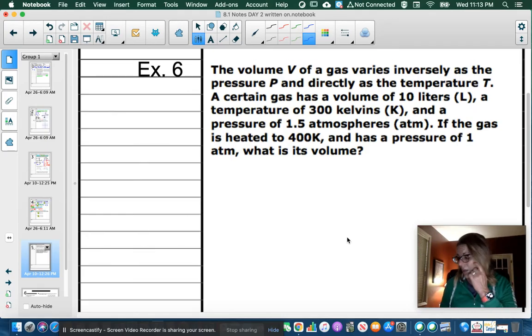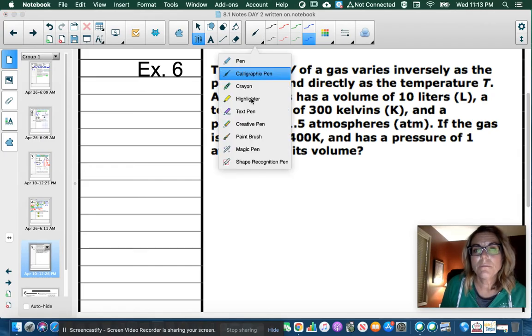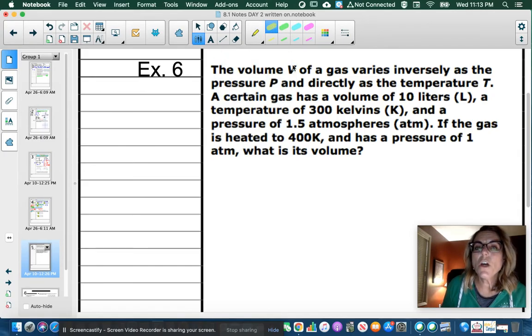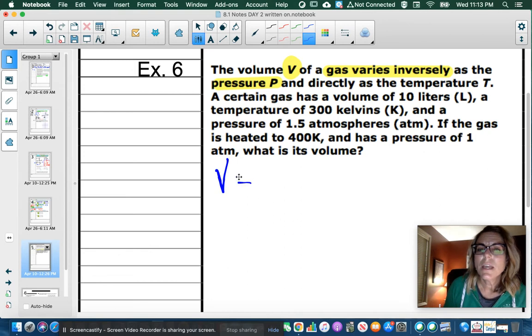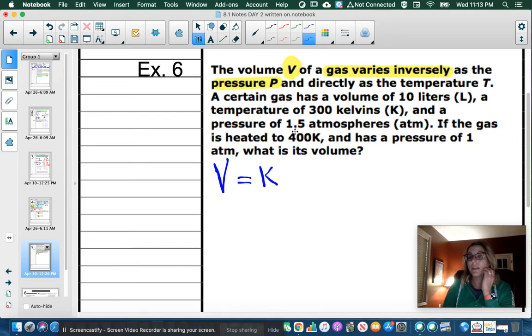All right, so here we go. Grab my highlighter. So the volume V of a gas varies inversely. What does it vary inversely as? The pressure. Okay, so I'm going to do little baby steps. Volume. It's always whatever we're talking about, volume, time, whatever. It's always going to be the variable equals K, whether it's varying inversely or directly.